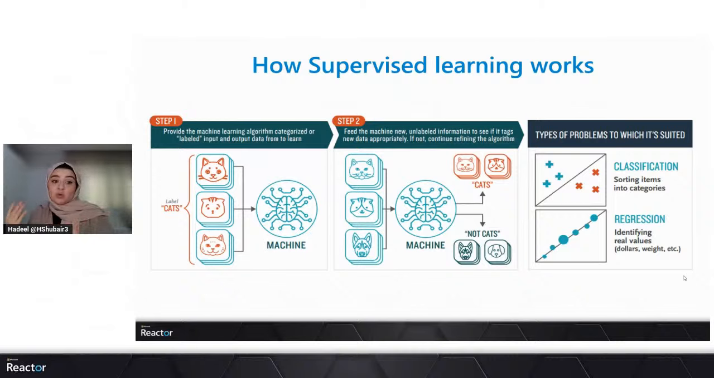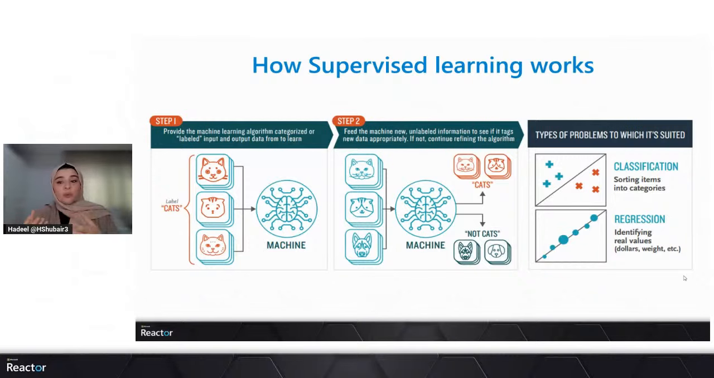Then, how do you know if it works? You start to feed your machine new images of other cats that you have not put in before. Based on what it sees, based on that unlabeled information, the machine should be able to categorize whether those are cats or not cats.